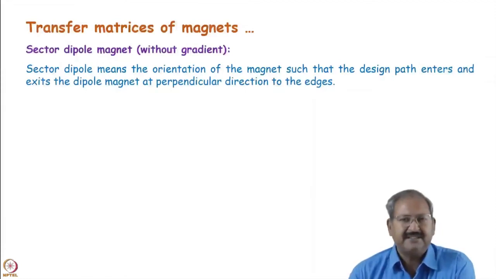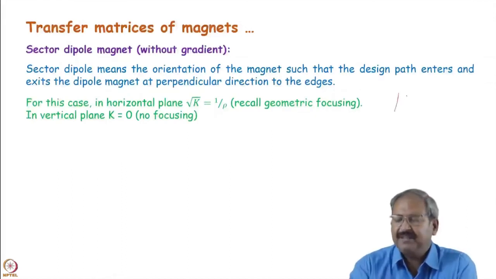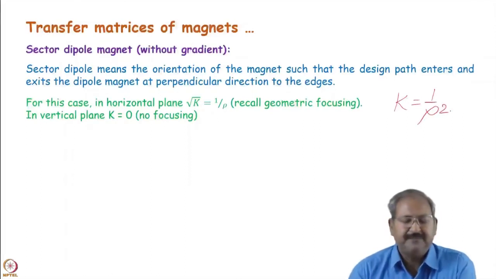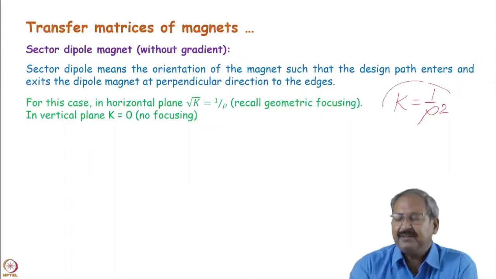In this case, K is 1 by rho square. We have seen that K is equal to 1 by rho square, and the gradient part is 0. So now in the matrix which we obtained, at every place of K in the horizontal plane, we will put 1 by rho square.